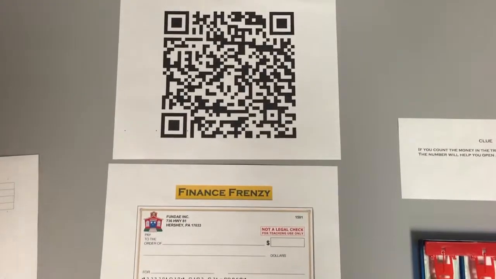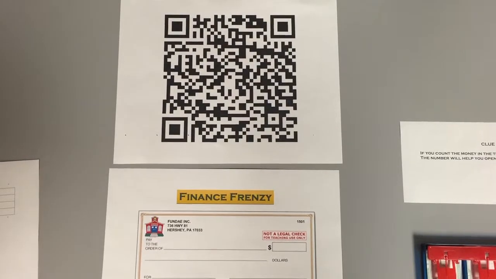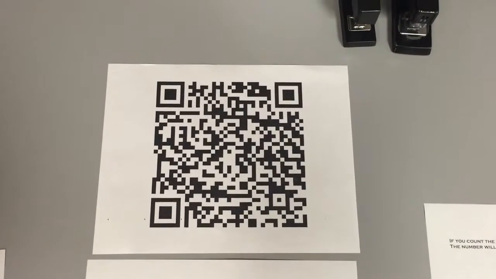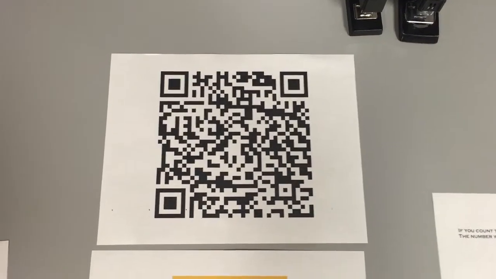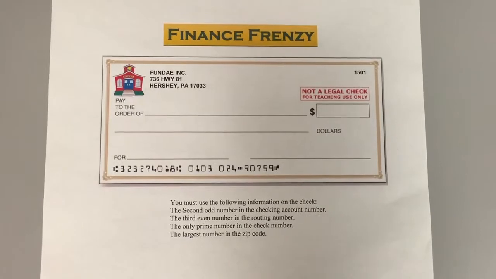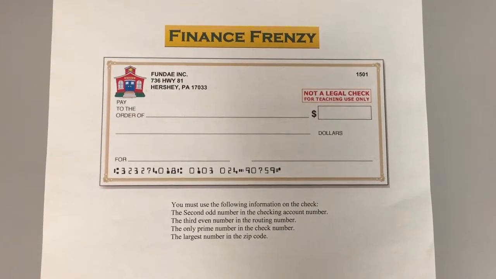Students will locate a QR code in the room. This links them to a 4-question quiz about checks. The answers that they have will give the students the 4 digits that they need to unlock the 4-digit lock.